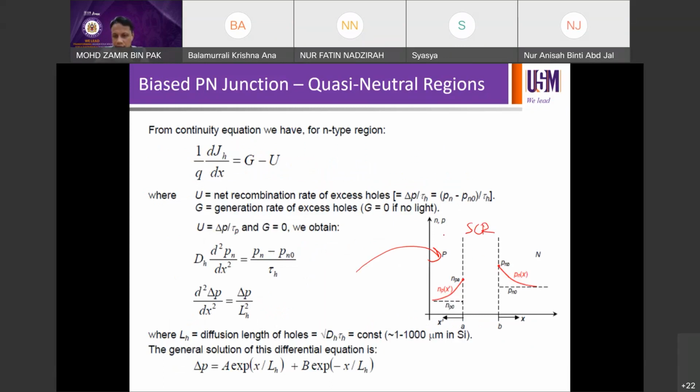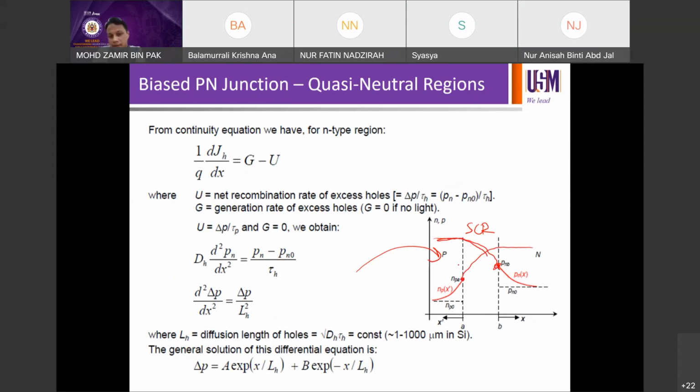So tadi kita discuss tentang ni. If you want to relate back to the previous case, we have been discussing about this, going forward up to this point. Okay. And also we have been discussing about this, go down up to this point.